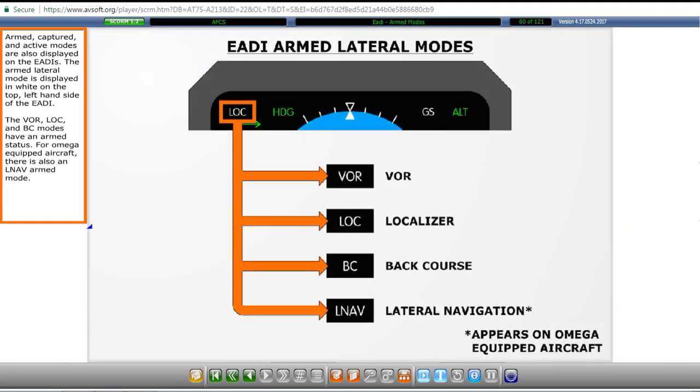Armed, captured, and active modes are also displayed on the EADIs. The armed lateral mode is displayed in white on the top left-hand side of the EADI. The VOR, localizer, and back course modes have an armed status. For Omega-equipped aircraft, there is also an LNAV armed mode.